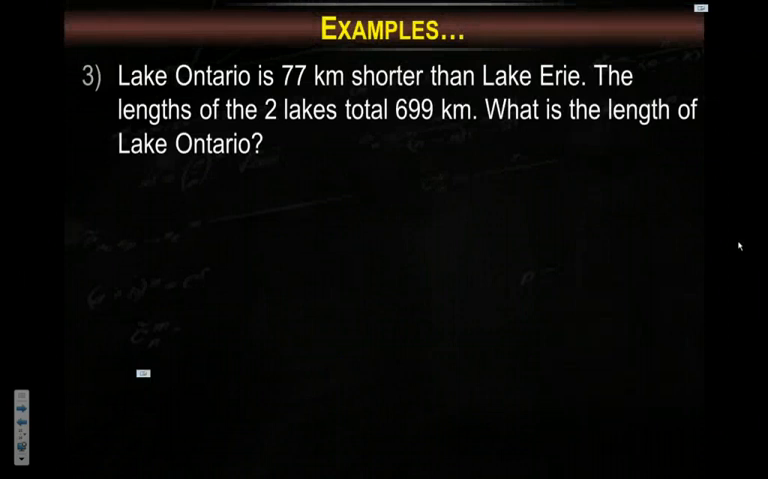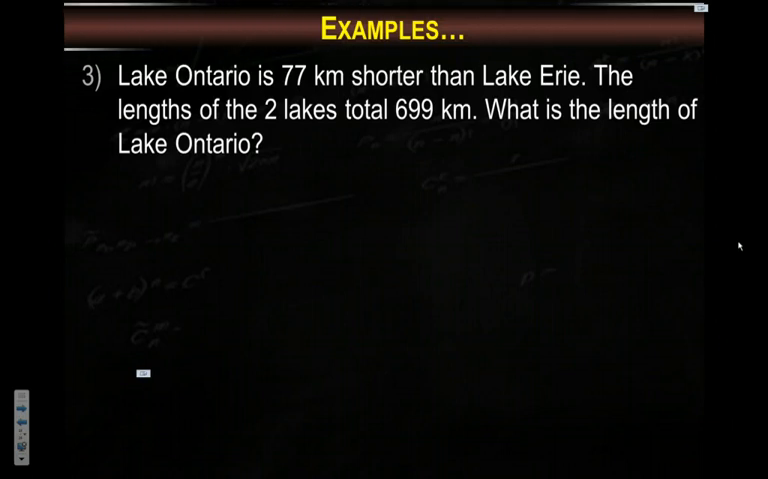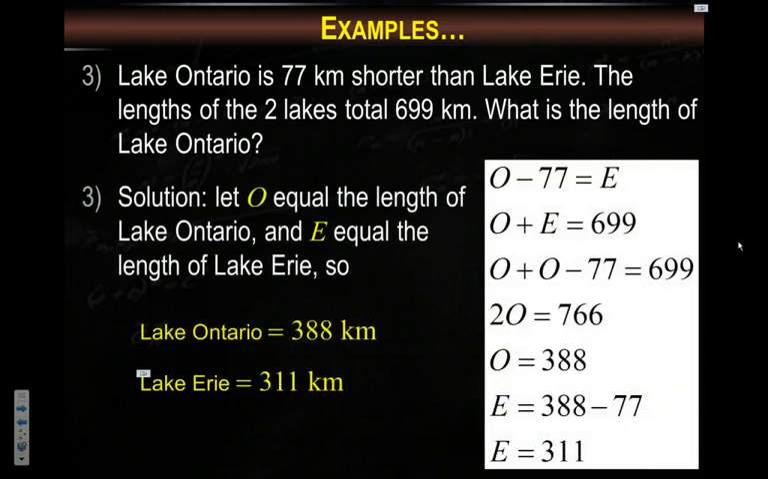Okay. Lake Ontario is 77 kilometers shorter than Lake Erie. The length of the 2 lakes together is 699 kilometers. What's the length of Lake Ontario? 77 kilometers shorter. That's right, but let's work it out. In your notes, if you take a look, Ontario minus 77 equals Lake Erie. Ontario plus Lake Erie equals 699. Ontario plus Ontario minus 77 equals 699. I can use algebra to solve this. Now, guys, whoa. Shh.